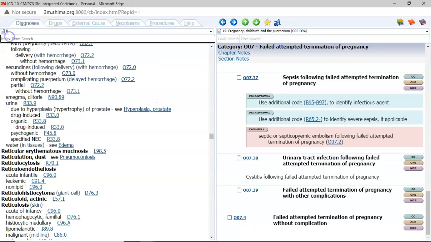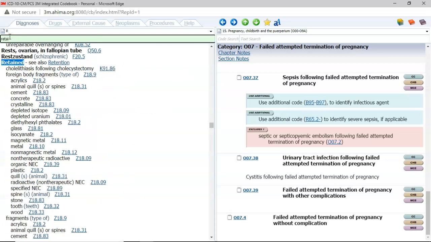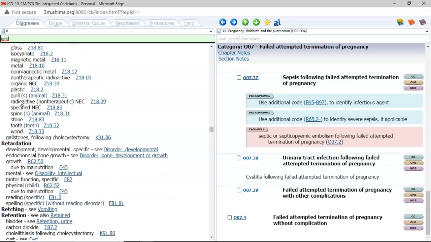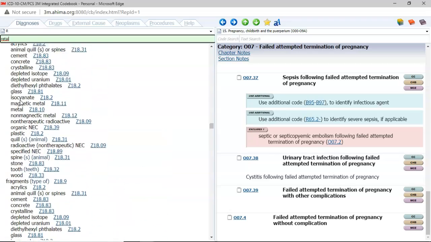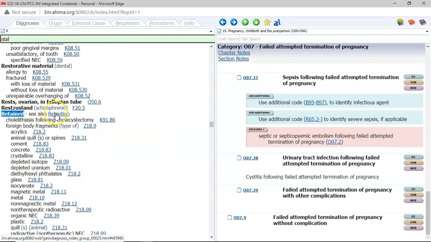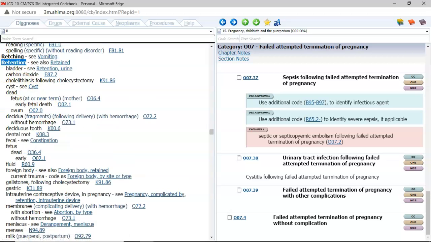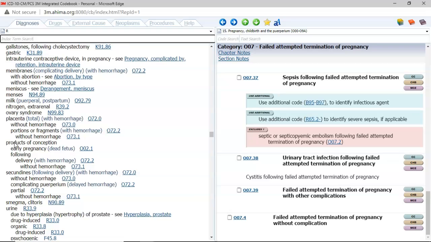Now, in the index, I want to show you how to find these codes. So if we go to retained, and we look through here, there isn't anything specific to products of conception, but it says see also retention. So we'll go to retention, and you'll notice down here that you can scroll down and you can find placenta and then products of conception. These are not the right codes.